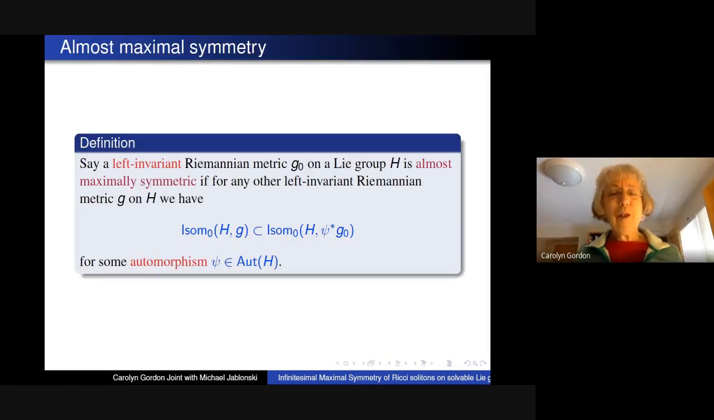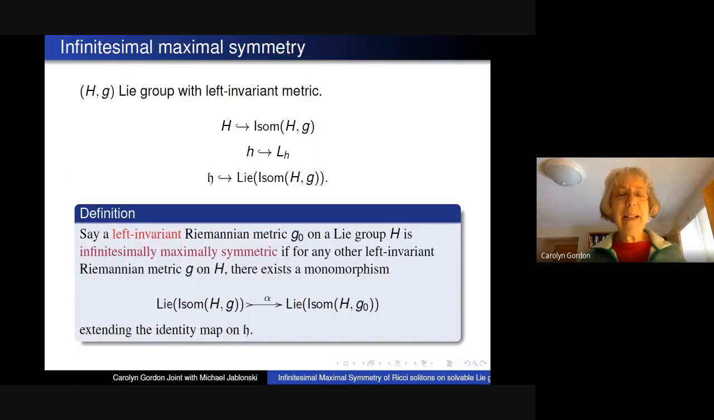Okay, so this first notion is just a very minor weakening of maximal symmetry. It's not what this example satisfied, but I want to include it. We say G naught is almost maximally symmetric if for any other left invariant metric, the identity component of the isometry group of G is contained in that of G naught, again, up to pullback by an automorphism. So the difference here is I'm only looking at the identity component of the isometry group. Well, that's certainly not satisfied by the example we just looked at. So let's weaken it further.